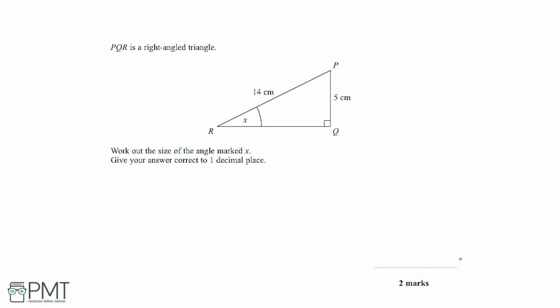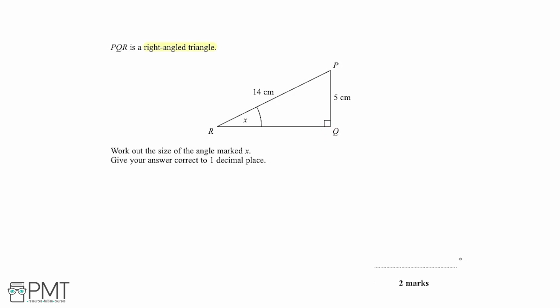PQR is a right angled triangle, and we can see a little diagram of that triangle here. We need to work out the size of the angle marked X and give our answer to 1 decimal place. This is for 2 marks. The first thing we can see is that PQR is a right angled triangle. It says that in the question. We can also see that from the diagram here with this little square, meaning it's a right angle.